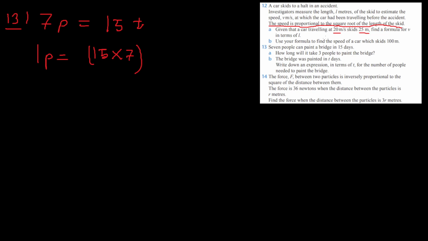And it's asking how long it will take for 3 people. So for 3 people, we're going to divide, since 3 people is going to take fewer days than 1 person. And so we do this, we get 35 days. This is going to be our answer to part A.